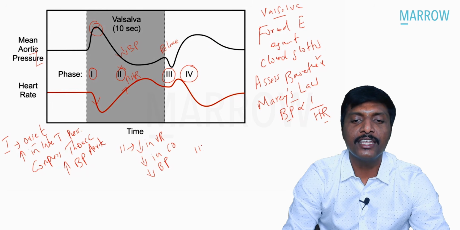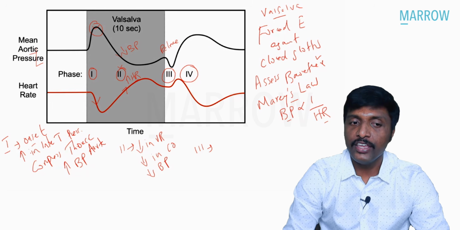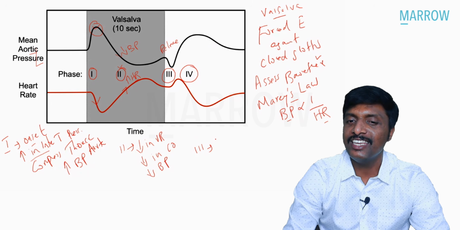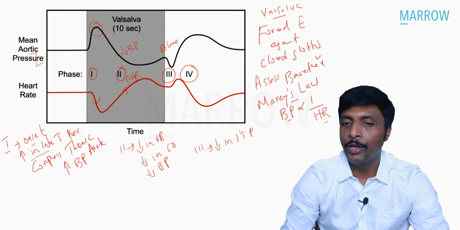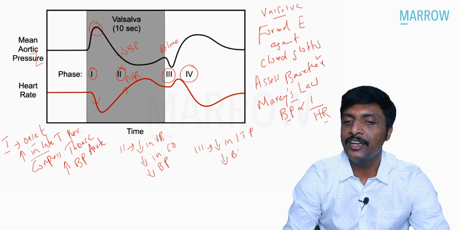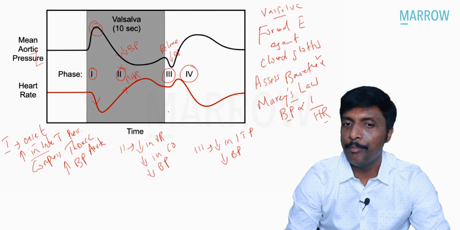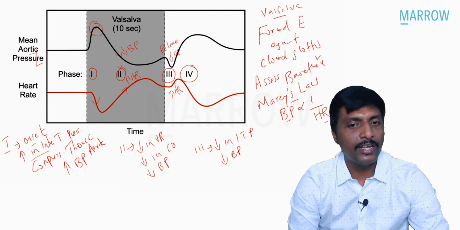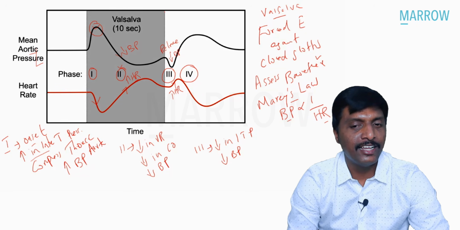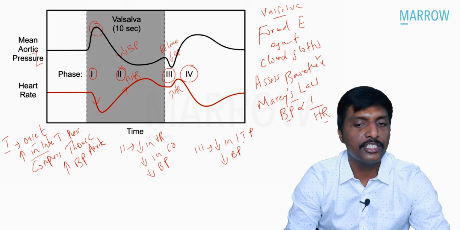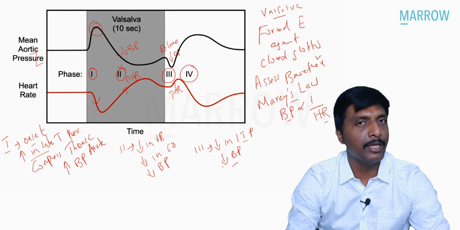Exactly in phase 3. Remember carefully, guys. In phase 1, there is increase in intrathoracic pressure. In phase 3, there is decrease in intrathoracic pressure. Automatically, there is decrease in blood pressure. We are clearly seeing in phase 3, there is decrease in blood pressure. According to Mary's law, heart rate will rise. What is phase 3? It is the release. Release means there is fall in intrathoracic pressure suddenly, there is fall in BP.